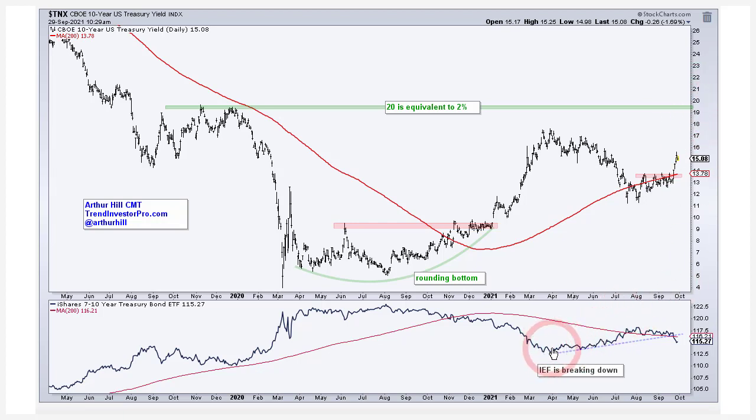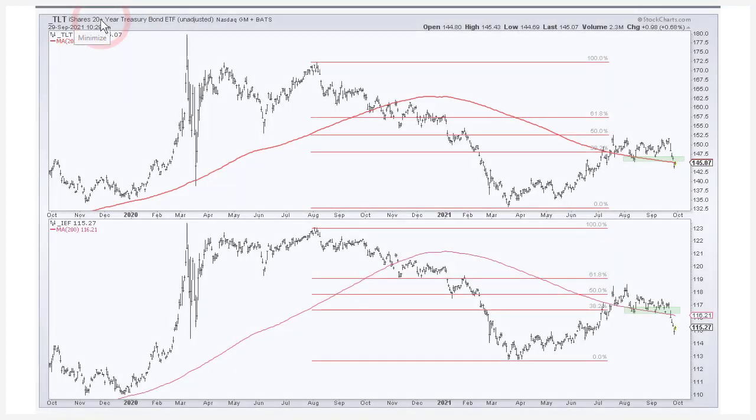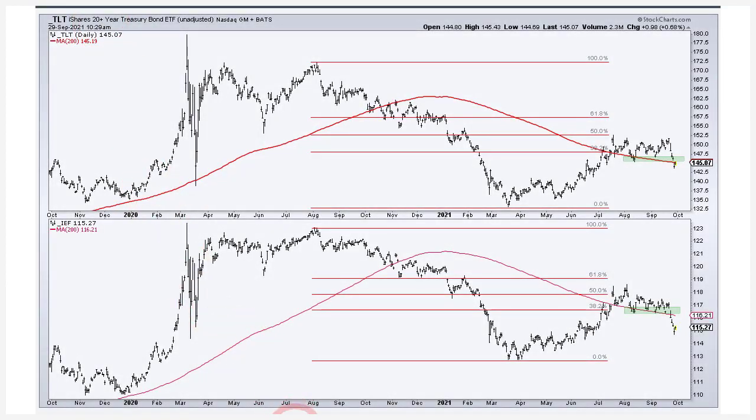And then if you look at IEF, the 7 to 10-year Treasury bond ETF, you can see that it is failing near its falling 200-day and turning down. So the call is bearish for bonds and bullish for Treasury yields. So if we look at the TLT and the IEF together, TLT is the 20-plus year Treasury bond ETF. That's the real longer dated one. And you can see here that there's the big surge in January, started in February, and look at that surge into the COVID high.